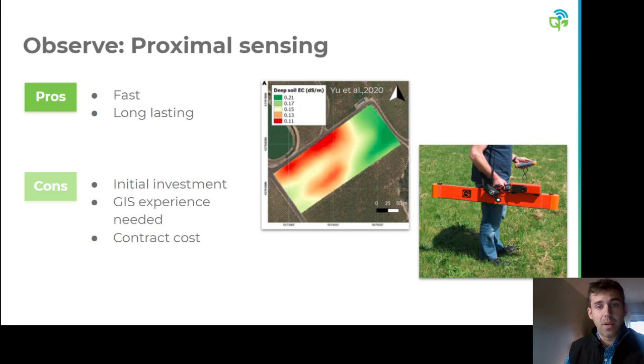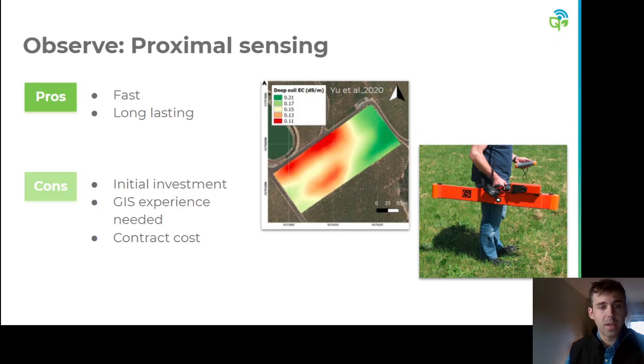Here we have the example of electrical conductivity a bit more in depth, and it's really fast. If you start doing the sampling, if you have everything well organized, you could have the data available by the end of the day, and that data is long lasting in the sense that electrical conductivity is not something that changes very much year after year. But of course, there is an initial investment.